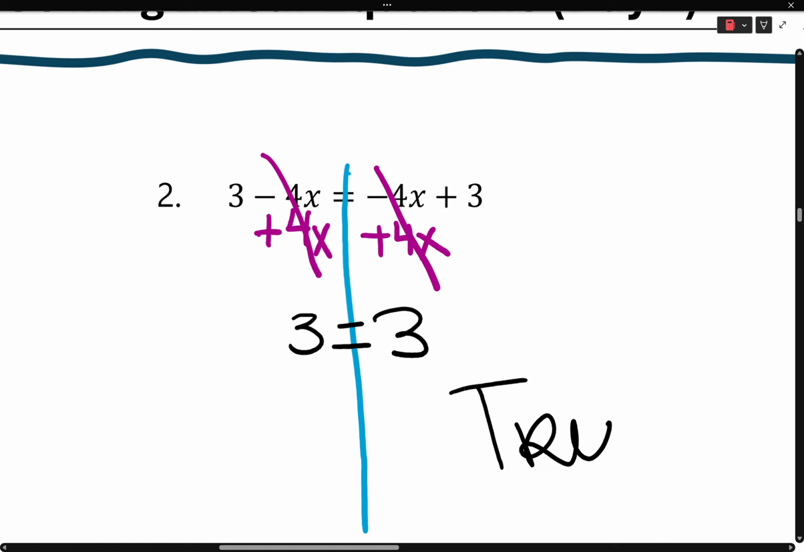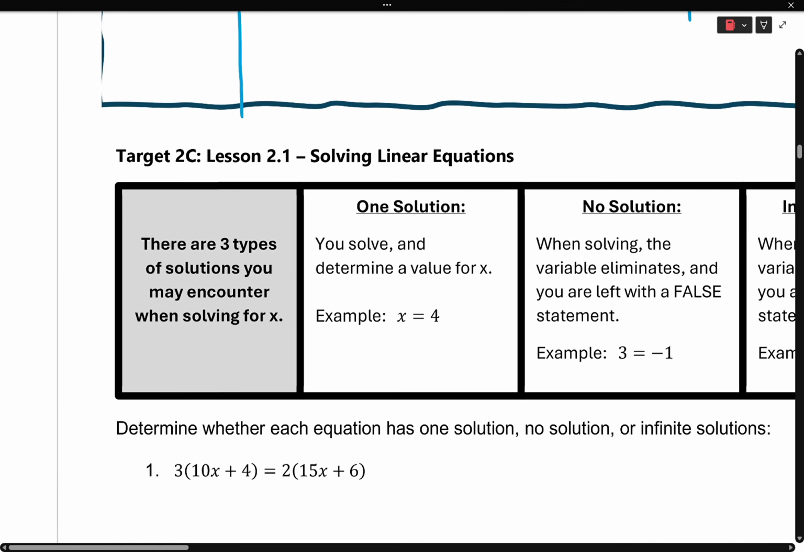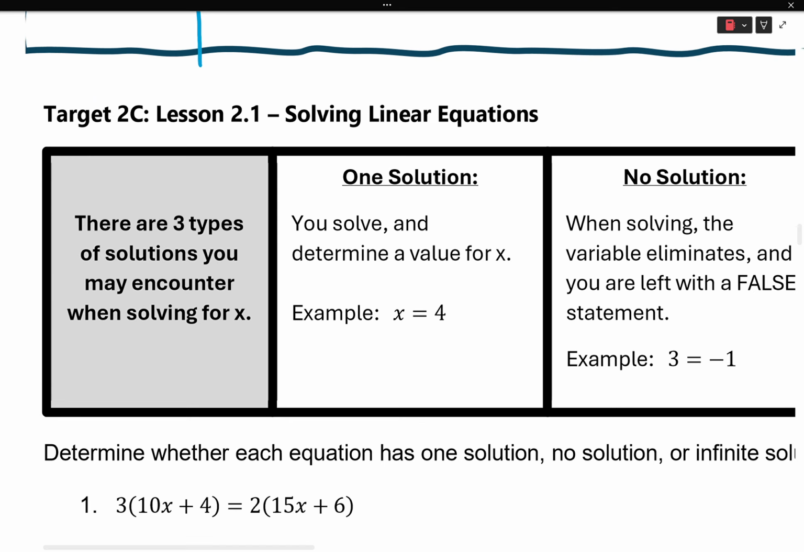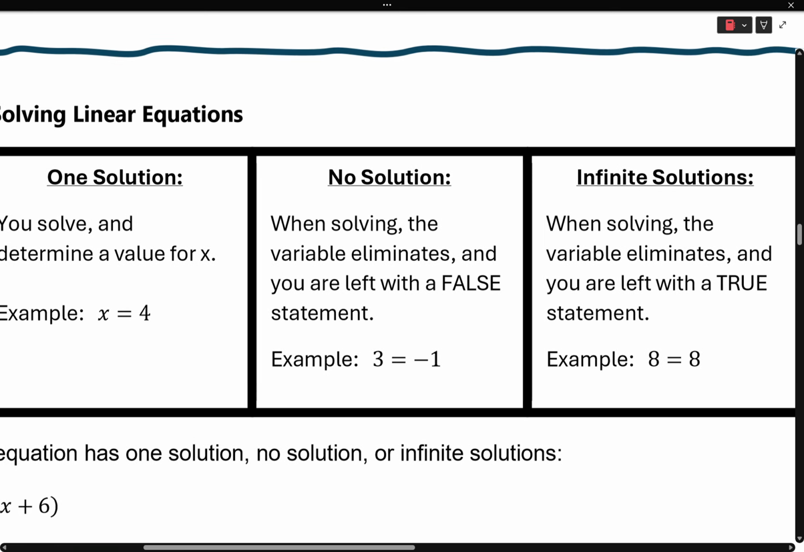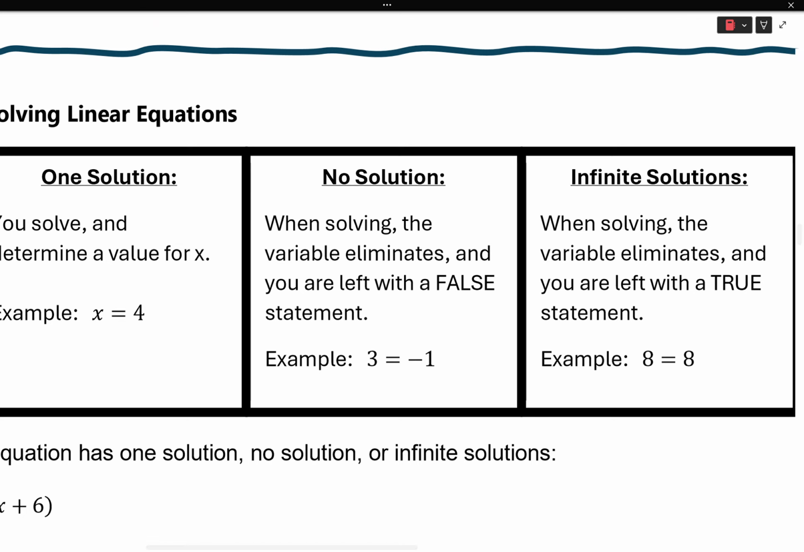Let's explore that together. There are 3 types of solutions that we encounter. We've already encountered 1 solution. That's when we solve and we get an answer. We also get something called no solution. That's when we get a false statement like we did for the first warm-up. The other one is infinite solutions, and that's when we get a true statement, which is like the second one we did.